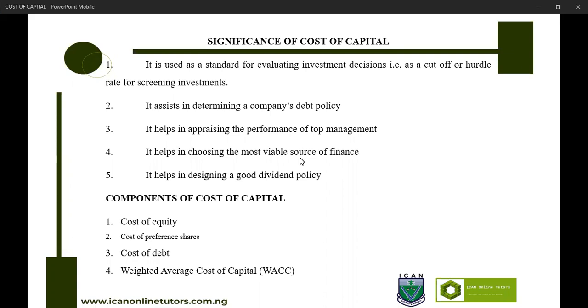And it also helps in choosing the most viable source of finance. It can either be through equity or through debt. And it helps in designing a good dividend policy. So these are the major significance of cost of capital. I hope we are together.